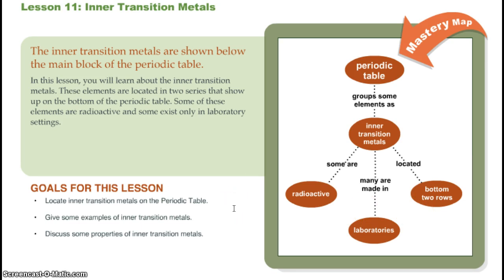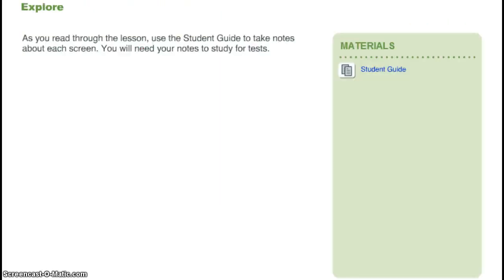Goals for this lesson: locate the inner transition metals on the periodic table, give some examples of inner transition metals, discuss some properties of inner transition metals. So you got your study guide.